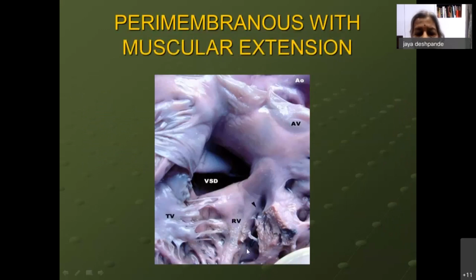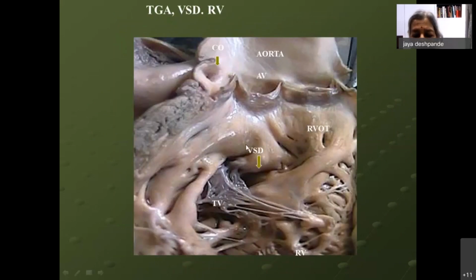So here you have a perimembranous VSD. This is the morphological right ventricle, tricuspid valve, the right ventricle leading to the aorta with the coronary artery here. This is again another view, VSD here, RVOT, the tricuspid valve, and right ventricle leading to the aortic valve and aorta.